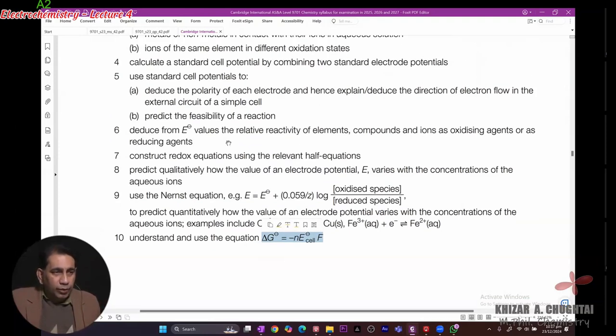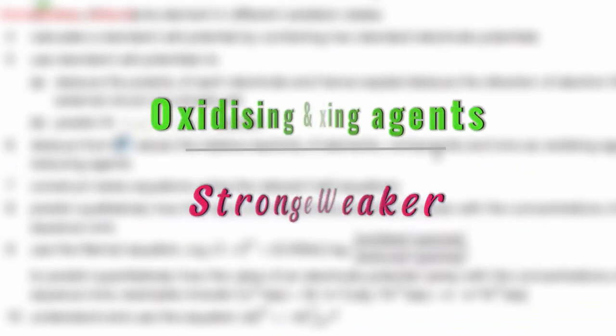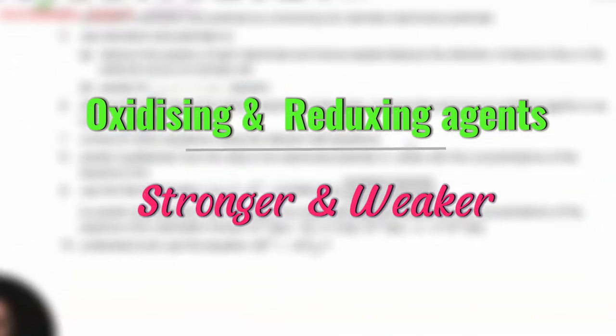First of all, I'm going to once again talk about how to check the E0 value of the different elements, and how we can decide which element is an oxidizing agent and which is the reducing agent. Number two, which ion or element is the stronger oxidizing agent comparatively, and which one is the weaker oxidizing or reducing agent, etc.